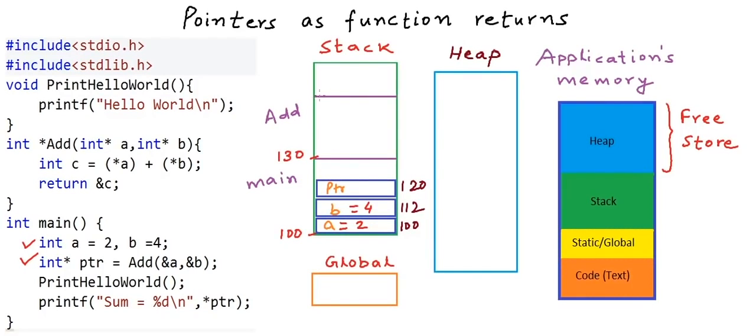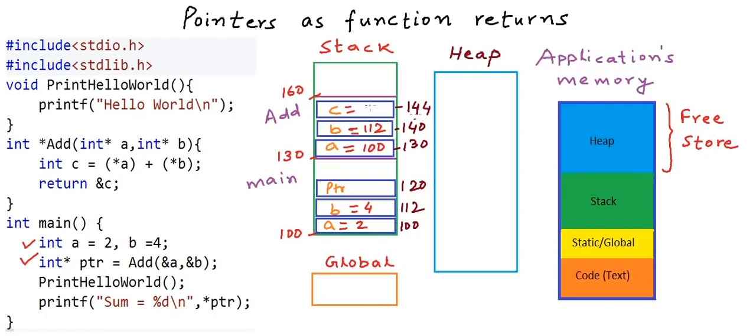And now add comes here in the stack. Let's say add gets memory from 130 to 160, and add also has three local variables a, b and c. a and b are pointers to integers. The value of a will be 100 and the value of b will be 112. Let's say their addresses are 130, 140 and 144. Once again, these are just random assumptions.